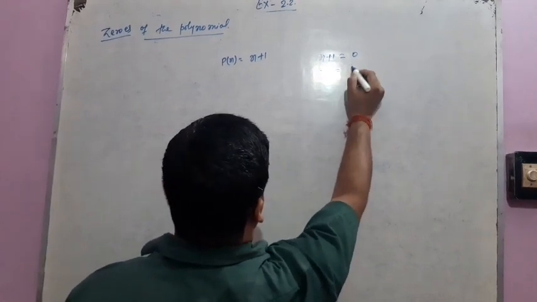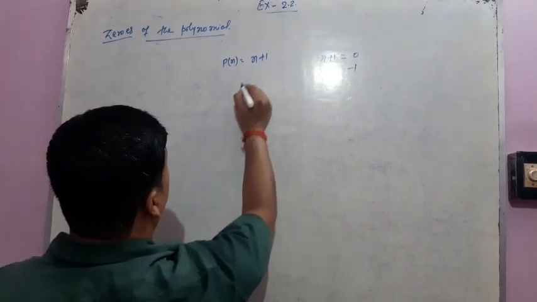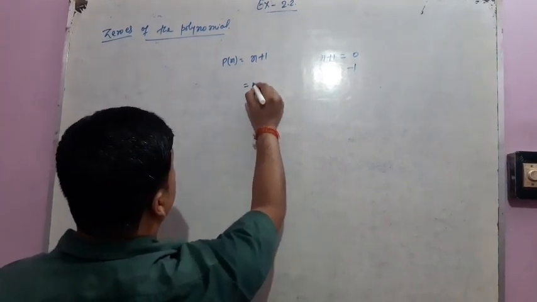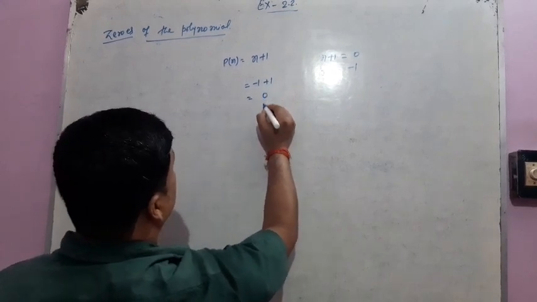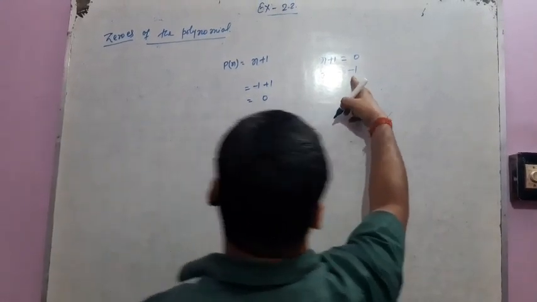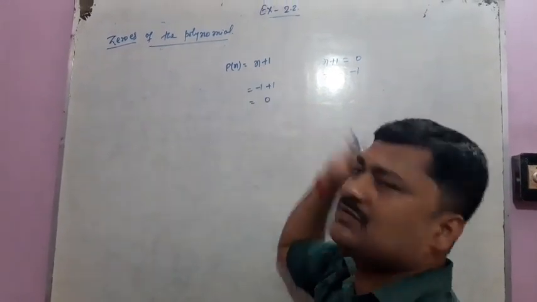Now plus 1 translates to this side and turns into minus 1. Now if we put minus 1 in place of x, the value of the whole polynomial is equal to what? 0. So you can say that minus 1 is the zero of the polynomial x plus 1.